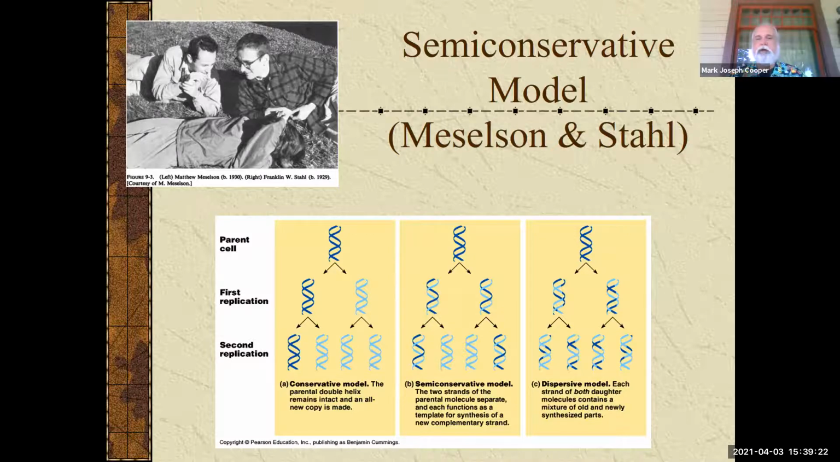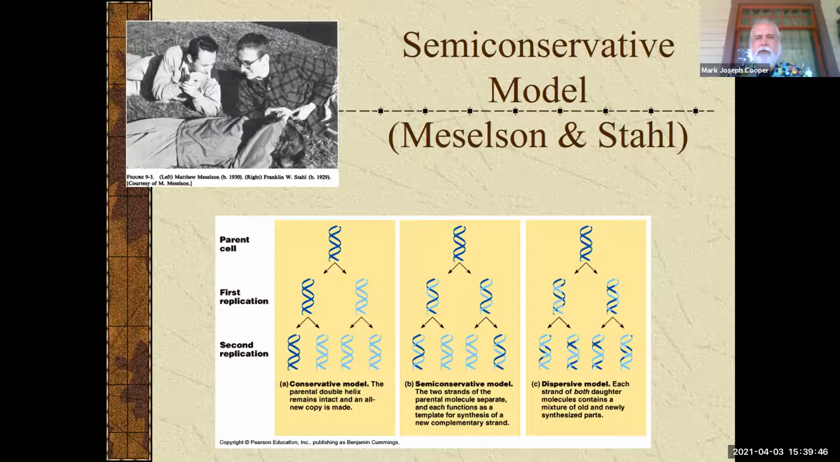The semi-conservative model is a little bit different: a new replicated DNA molecule is half one strand old, one strand new, and that's called semi-conservative. And then the third one is the dispersive model, which means that each new DNA molecule is made up of parts of old and parts of new spread throughout the molecule.